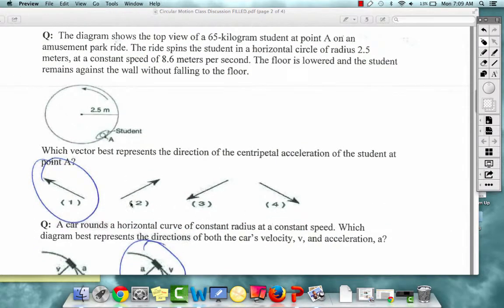So with all these arrows here, what choice would be towards the center? Well, it would be choice 1, which is circled for us right there.